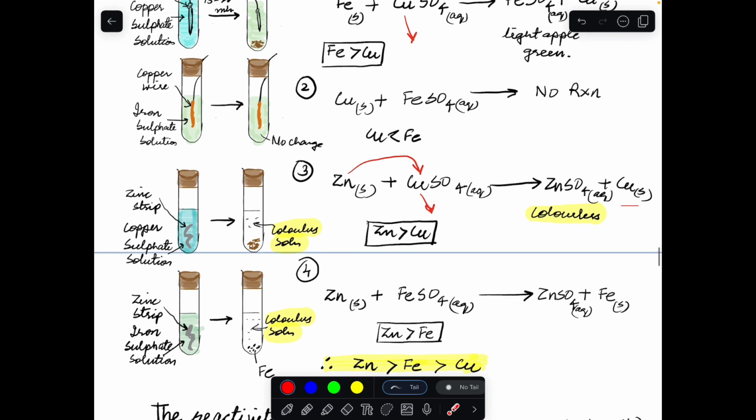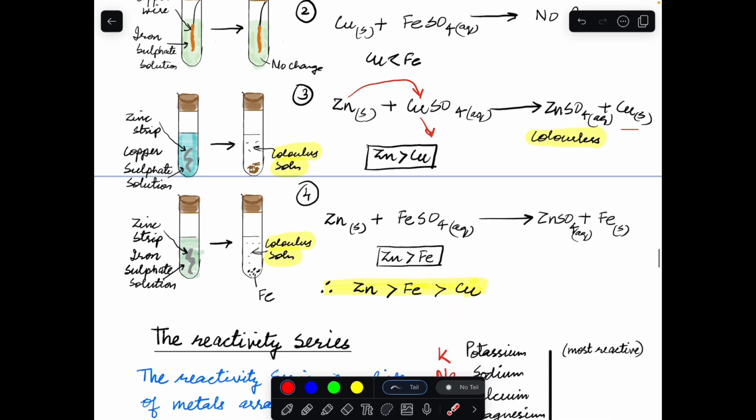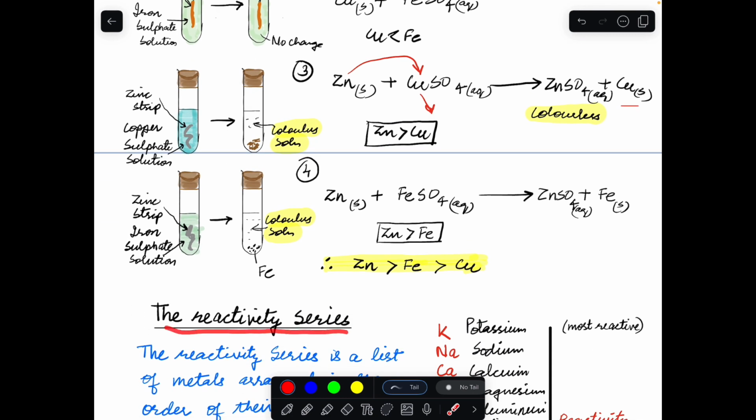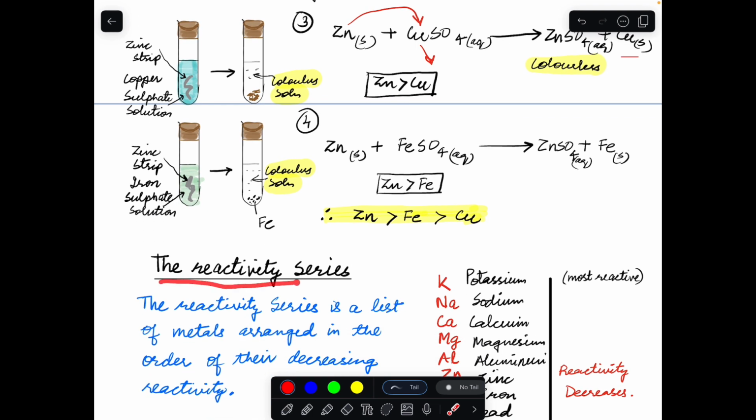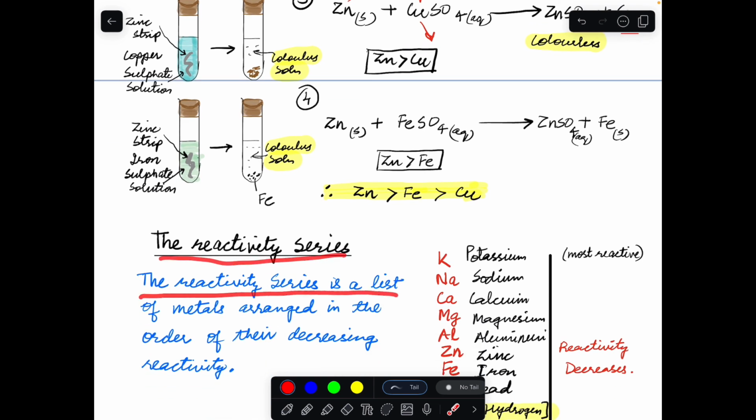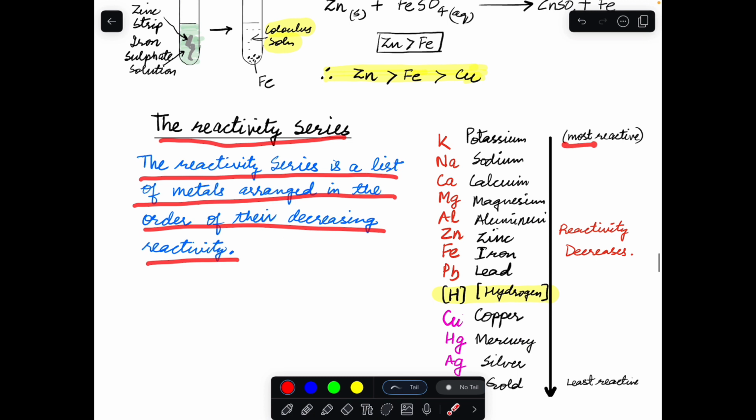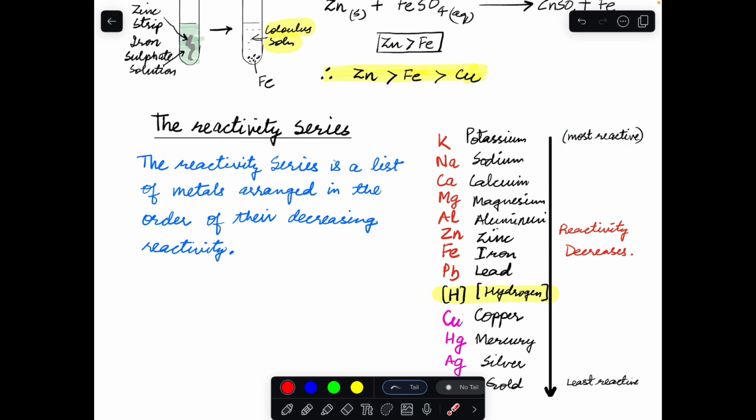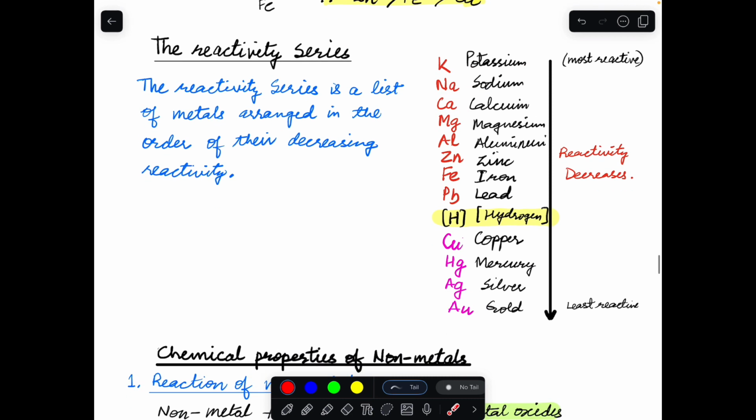Now displacement reaction will give you a new idea or a new concept of the reactivity series. Here we have seen we can arrange metals in the order of their reactivity like this. So your reactivity series is a list of metals arranged in the order of their decreasing reactivity, from most reactive to the least reactive. Here the most reactive metals like potassium, sodium, calcium are at the top, and at the bottom we have the least reactive metal like gold. In the middle we have placed hydrogen also to compare the reactivity.